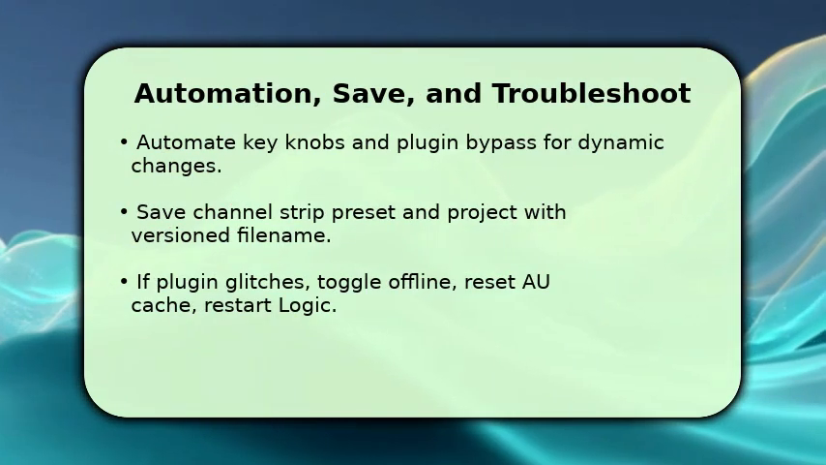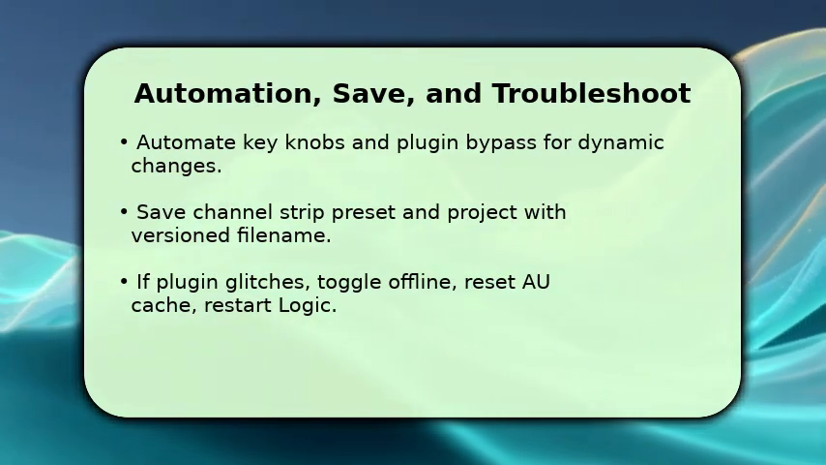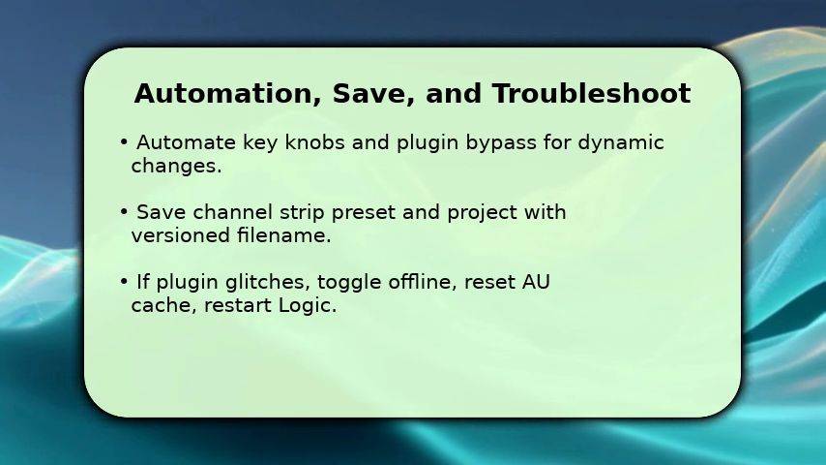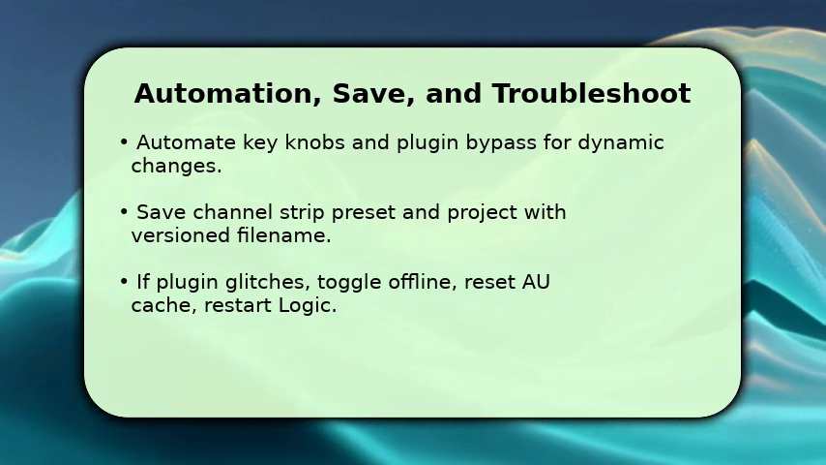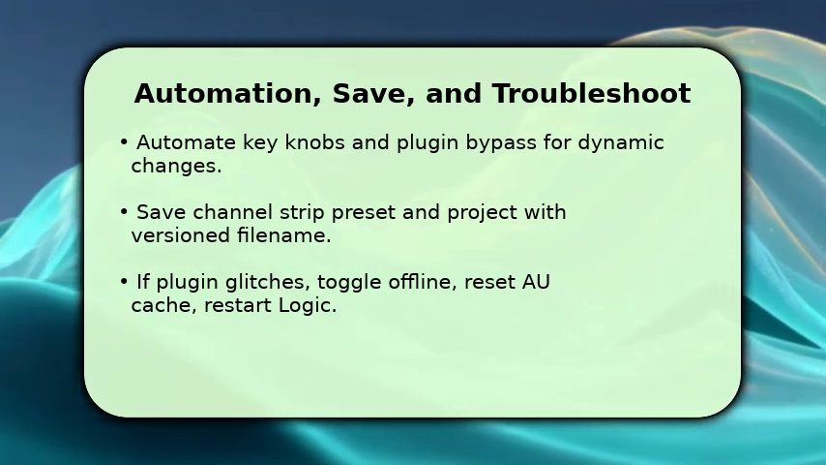Finish by automating crucial parameters, gain, cutoff, mix, so the effect moves with your arrangement. Draw automation lanes or record tweak moves. Save the channel strip as a preset and save the project with a version name to recall states later.